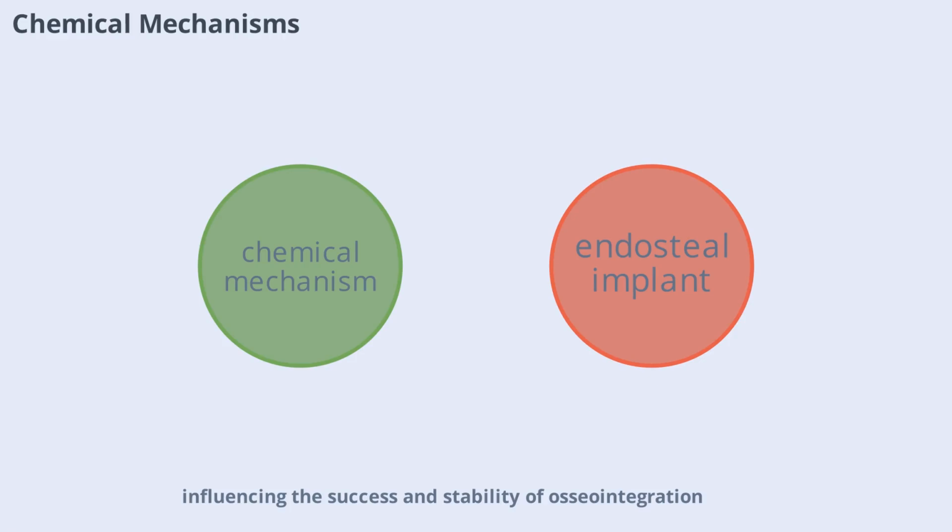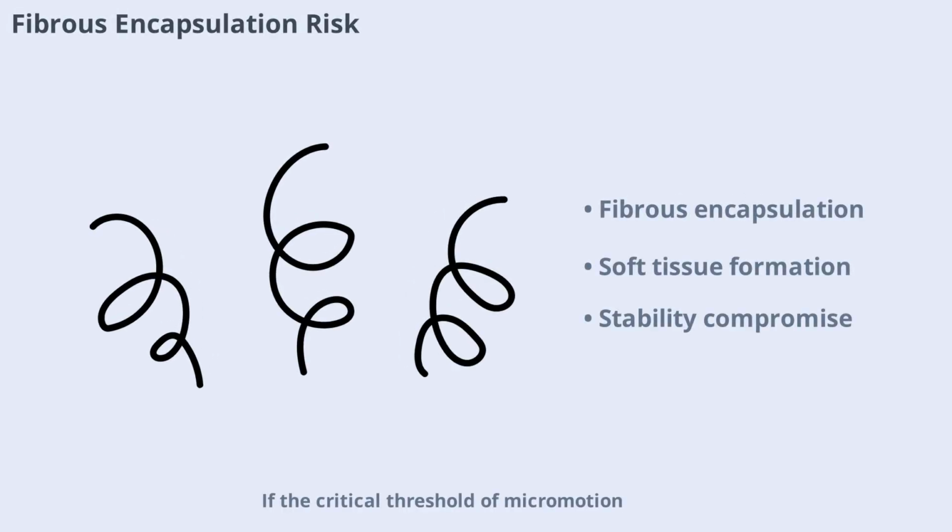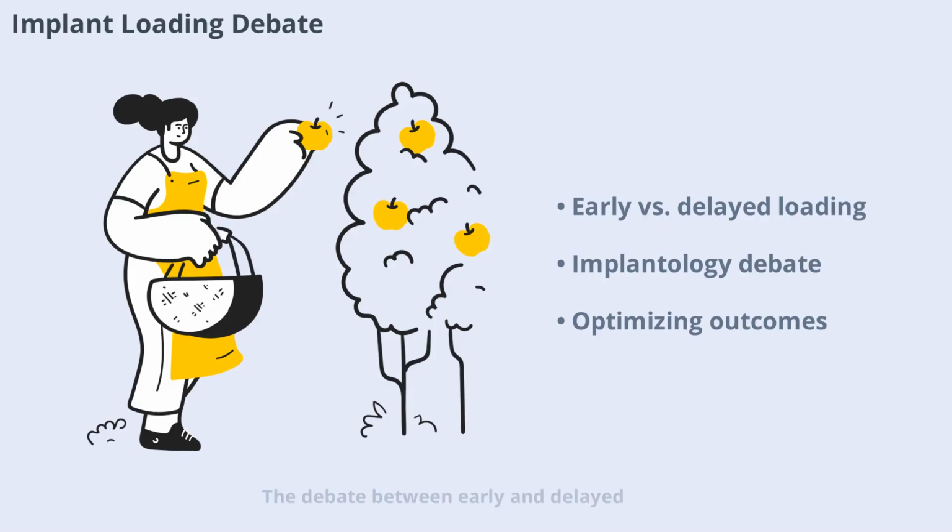If the critical threshold of micromotion is exceeded during the healing phase, a fibrous encapsulation process occurs instead of osseointegration. This process involves the formation of soft tissue around the implant, compromising its stability and increasing the risk of failure. The debate between early and delayed loading of implants continues in implantology. Weiss advocates for early loading based on the presence of a fibro-osseous ligament, while Brånemark recommends delayed loading to ensure undisturbed healing and successful osseointegration. Understanding the pros and cons of each approach is essential for optimizing implant outcomes.